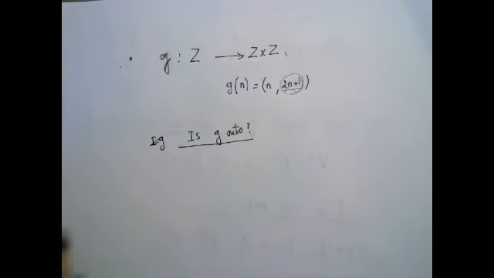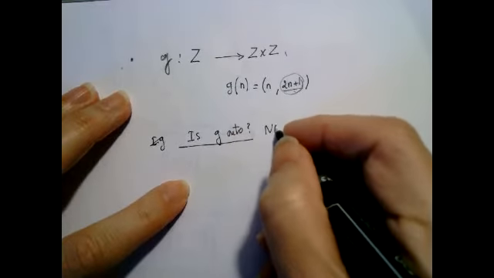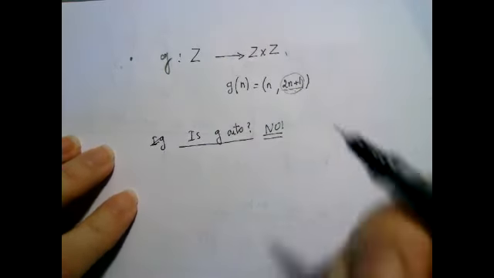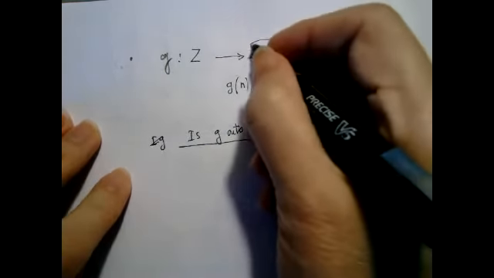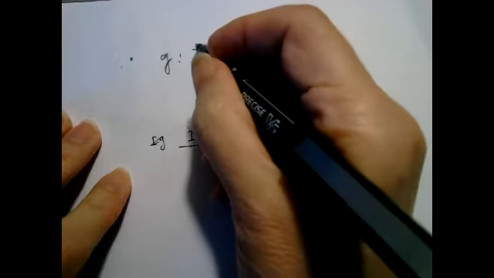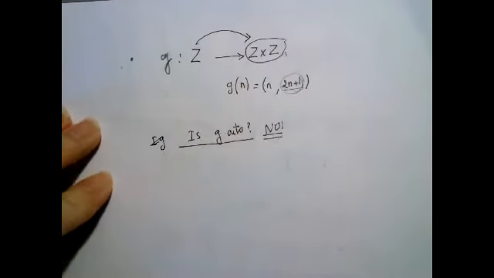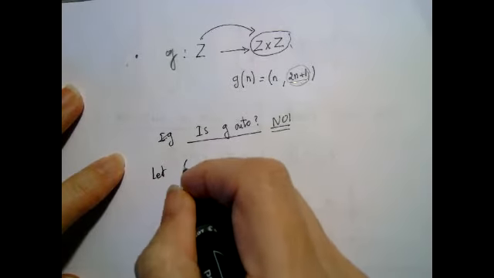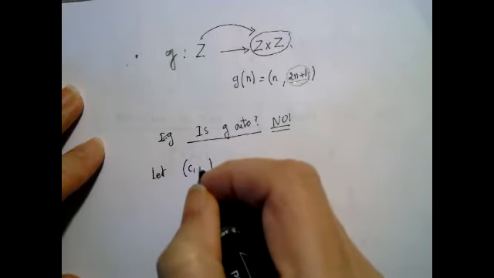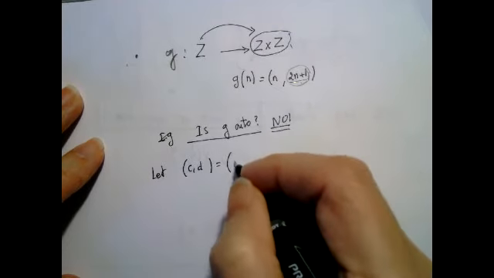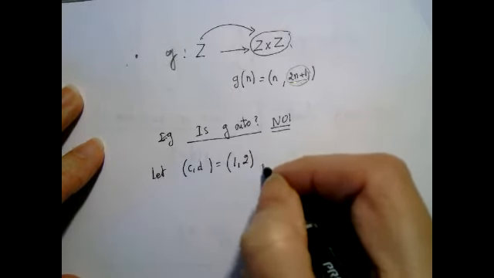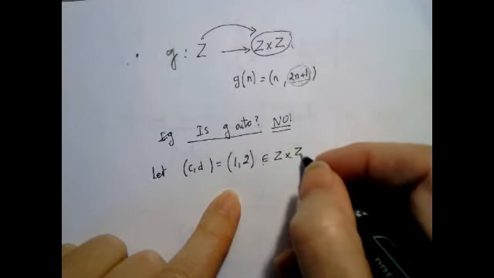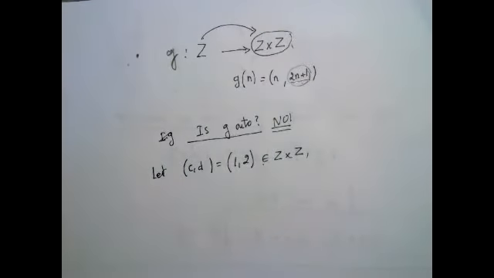So now, is G onto? No, we have to prove it. Now when we say no, we have to show why it is no. To show that it's not onto, we have to give an element in here so that no element in Z gets mapped into it. So here we say, is G onto? No. Let me take the following pair. I'm going to call it (c, d). Let (c, d) be the pair (1, 2). So this is an output, a pair in Z cross Z.